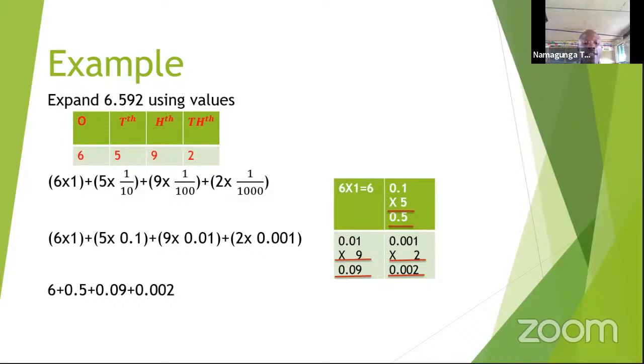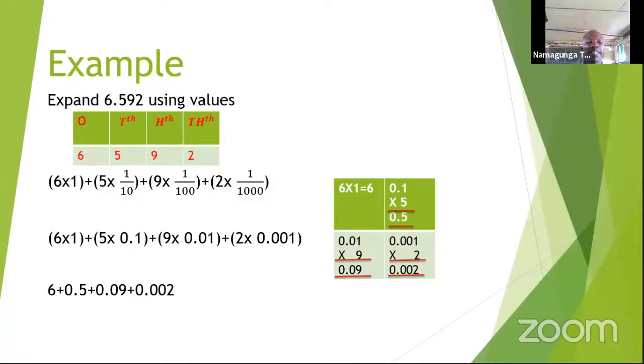Next is 9 times 0.01. When you arrange it vertically, you can see it becomes 0.01 times 9, where we have 9 times 1 is 9, 9 times 0 is 0, 9 times 0 is 0, which is 0.09. And then lastly, we have 2 times 0.001. When you arrange it vertically, you can see we have 0.001 times 2, which gives us 0.002.